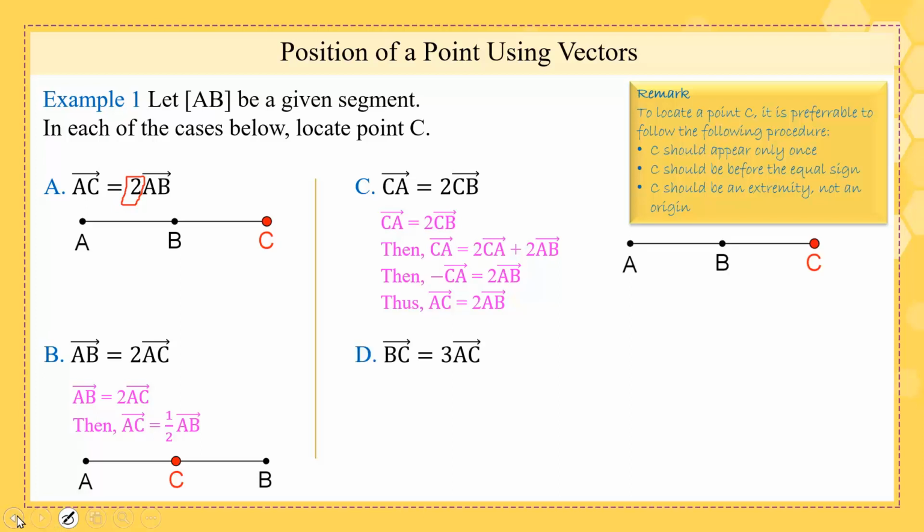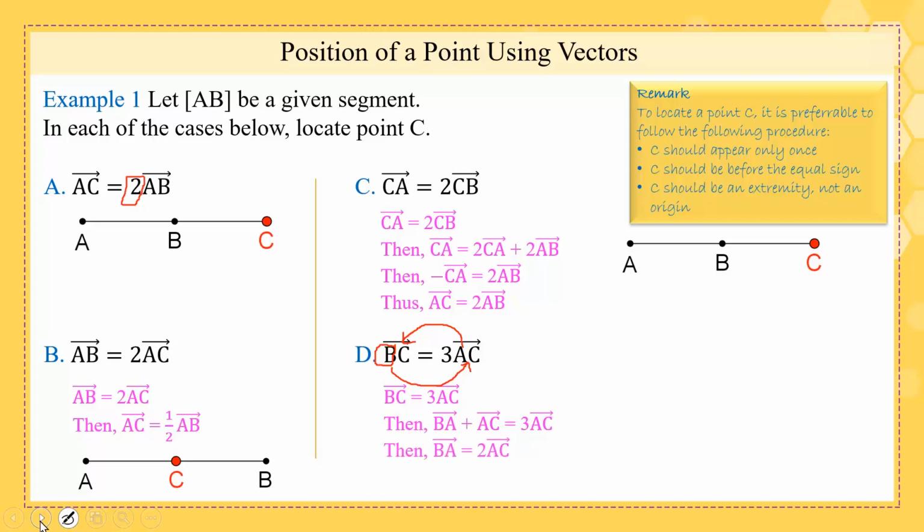The fourth example, BC equals 3AC. Also, you know how to do that. My advice to you is to introduce the letter B between A and C, or the letter A between B and C. So apply Chasles's rule on the left-side vector or on the right-side vector. Here we introduce the letter A between B and C using Chasles's rule. So you get BA plus AC equals 3AC. By some calculation you get BA equal to 2AC.